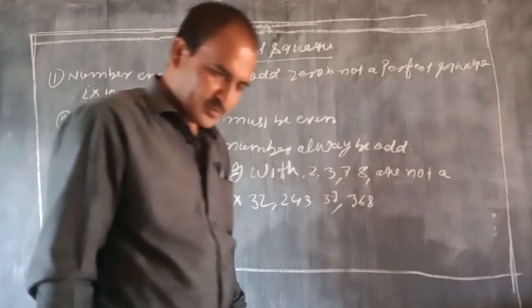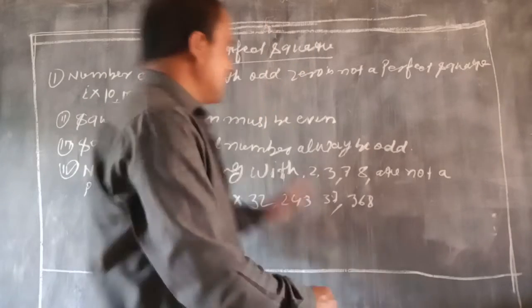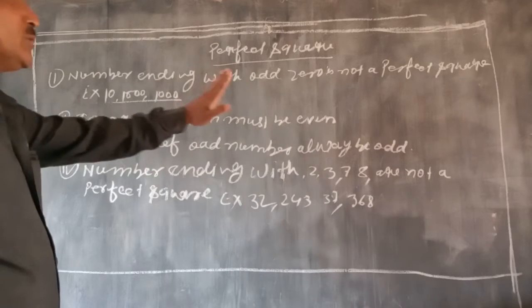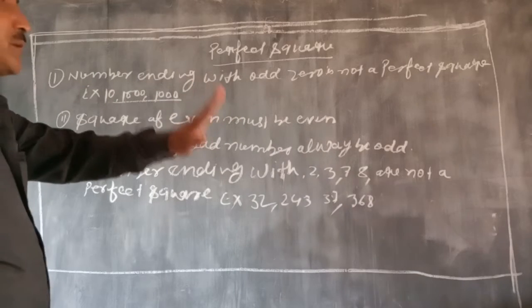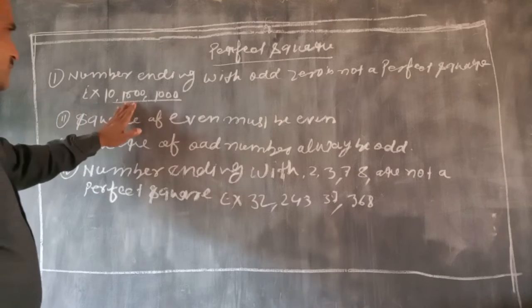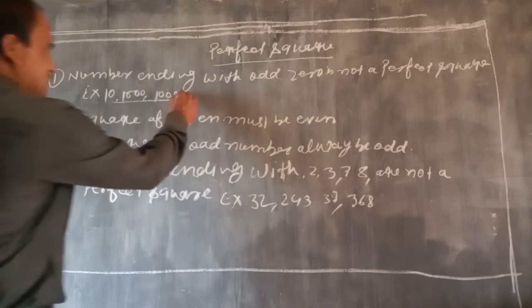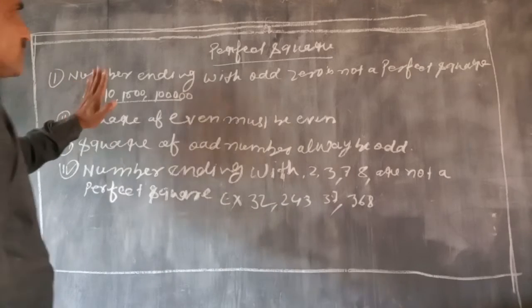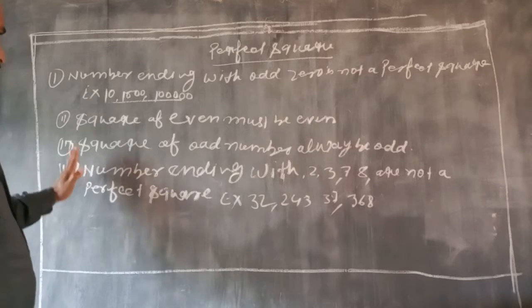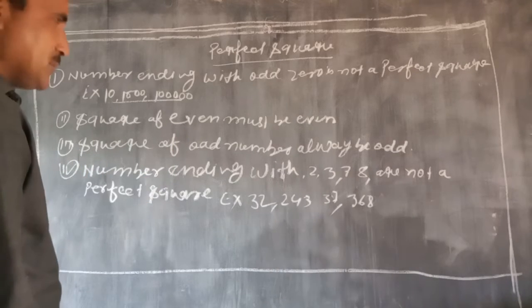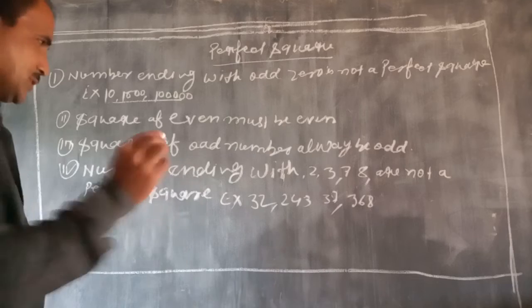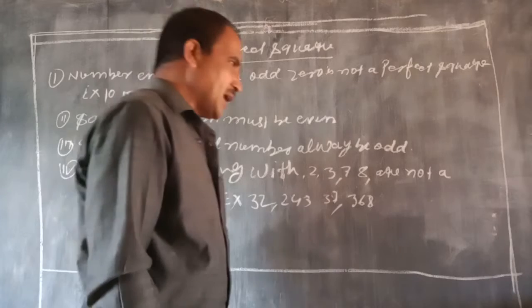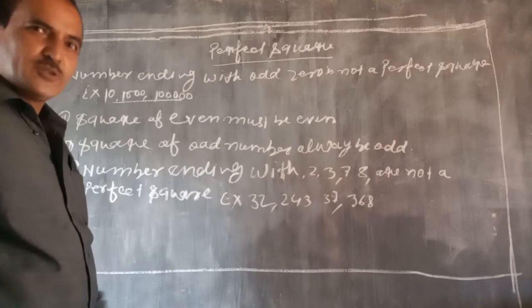Any problem understanding this? You have to remember this. A number ending with an odd number of zeros is not a perfect square. Example, 10,000 is one lakh. A number ending with an odd number of zeros is never a perfect square. The square of an even number must be even. The square of an odd number is always odd, and numbers ending with 2, 3, 7 and 8 are not perfect squares.